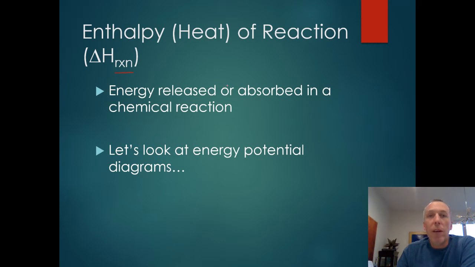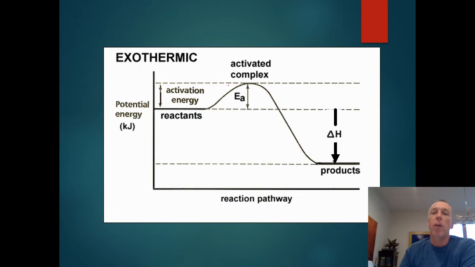So one way that we can represent the energy being lost or gained by a reaction is by what's called an energy potential diagram. And we're going to look at two different energy potential diagrams, one for endothermic and one for exothermic reactions. So here's our first one, exothermic. If you'll notice, we have potential energy on the x-axis and we have the reaction pathway, which just means the reaction as it takes place.